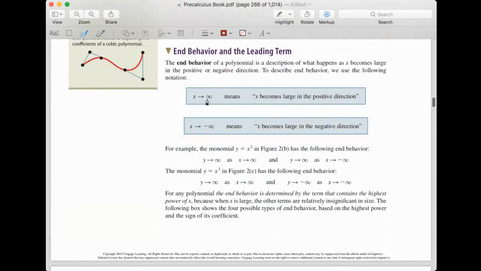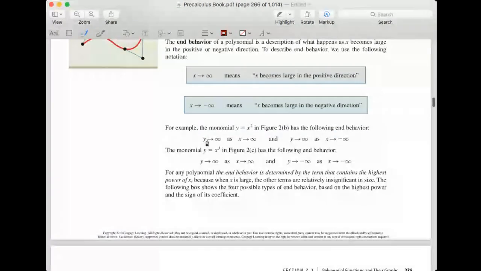So x goes to infinity means x becomes large in a positive direction. x goes to negative infinity means x becomes large in the negative direction. So it means x becomes smaller and smaller, or x becomes bigger and bigger. Same thing for y.